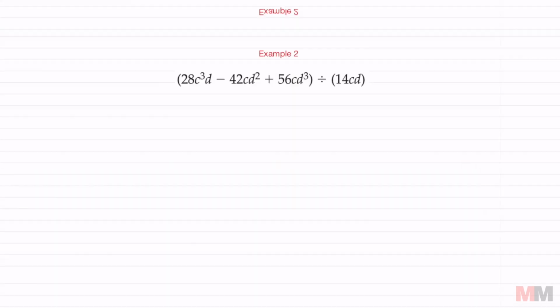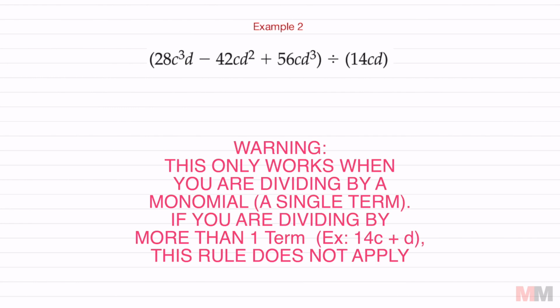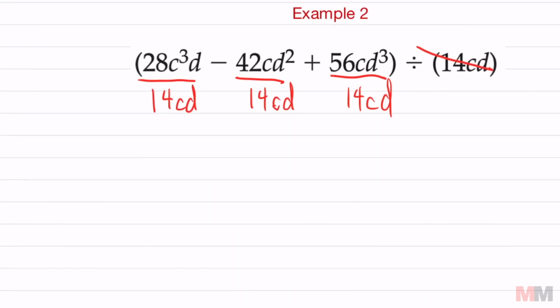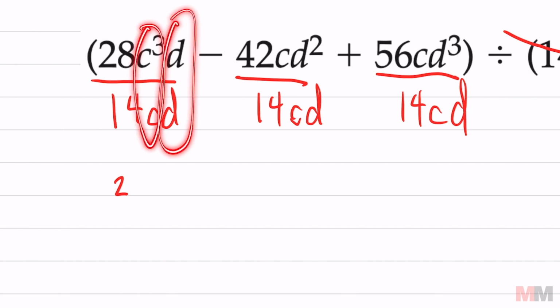That is it. Example 2 looks different, but it is the same thing as example 1, except it is written differently. If it does show up like this, each one's going to be divided by that monomial 14CD. That way I have to write less, and that's a little shortcut that you can take. Sorry about my handwriting. 28 divided by 14, that will get me 2. And you just simplify the exponents once again. C to the third divided by c is c squared.